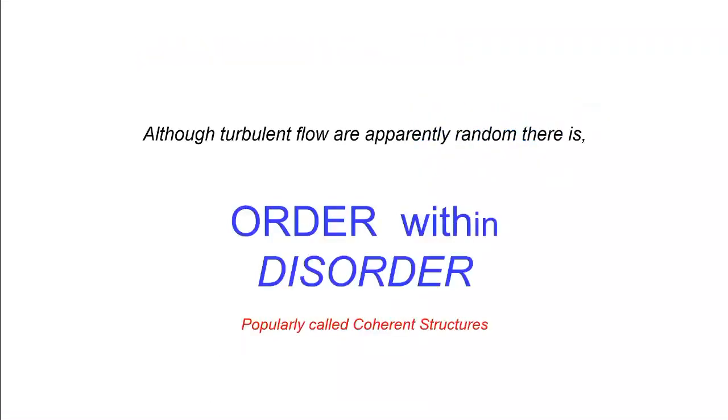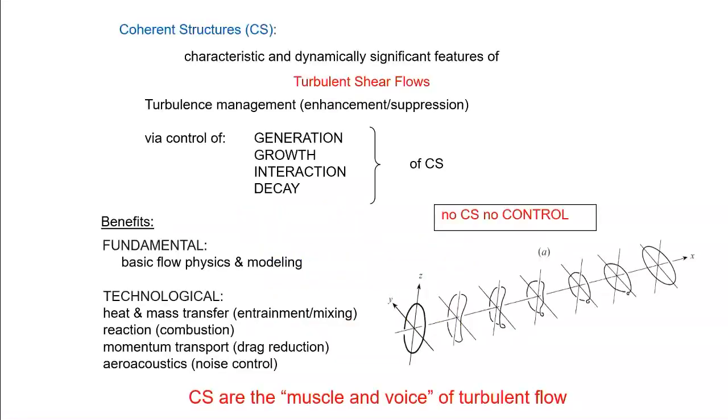One main claim he has been making for maybe 40 years now is that although turbulent flows are apparently random, there is order within disorder. He popularly called this order the coherent structures of the flow, or more specifically, the vortical structures of the flow, the vortices that are in the flow. This is the order within disorder. These coherent, vortical structures are characteristic of many turbulent shear flows, and they are very important to control these flows.